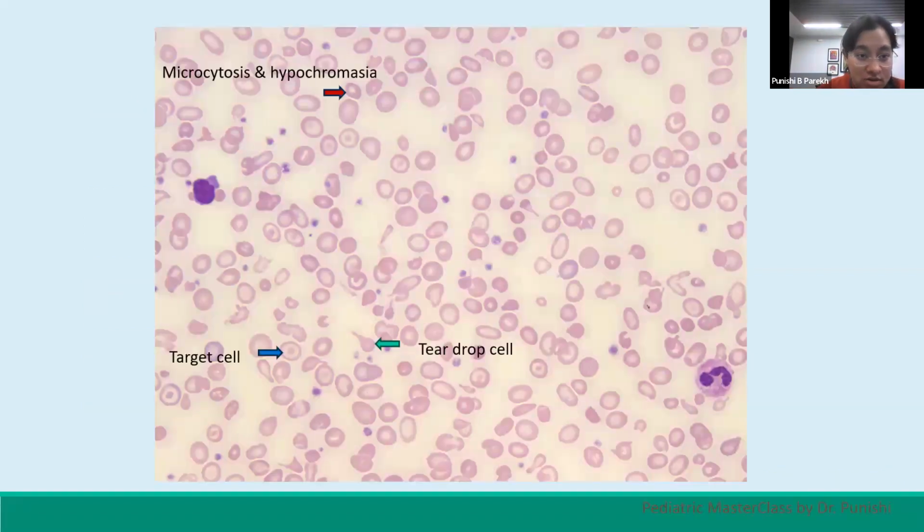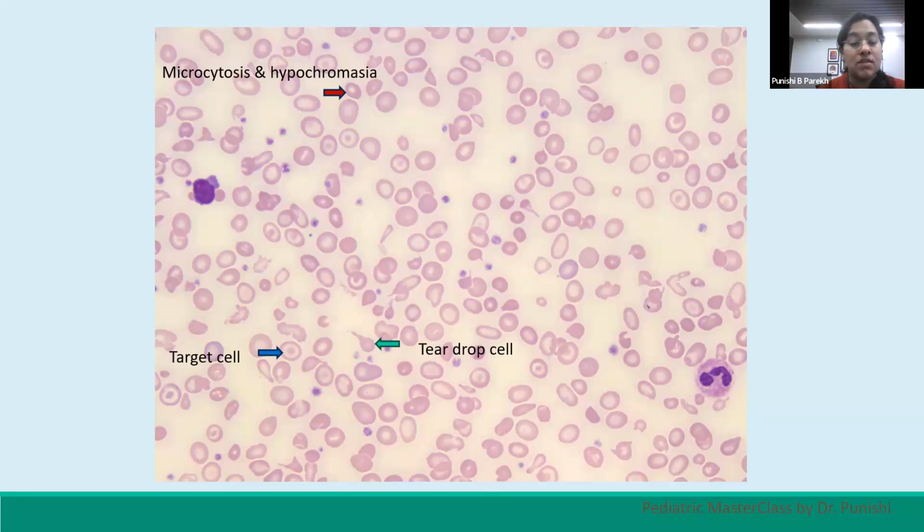So this is microcytosis. Let's see, this is what a normal RBC should look like. Now look at this RBC. It's smaller, and it's microcytosis. And if you look at the color, it's not very obvious here, but you can say hypochromasia. If you look at these cells, they look like a target, like your dartboard. These are the target cells and these are the teardrop cells. They look like a tear. So teardrop cells, target cells point towards hemolytic anemia.